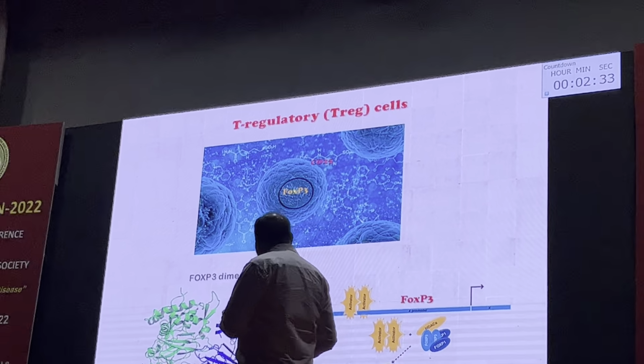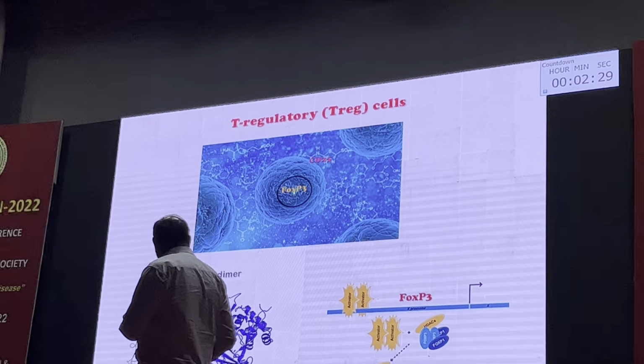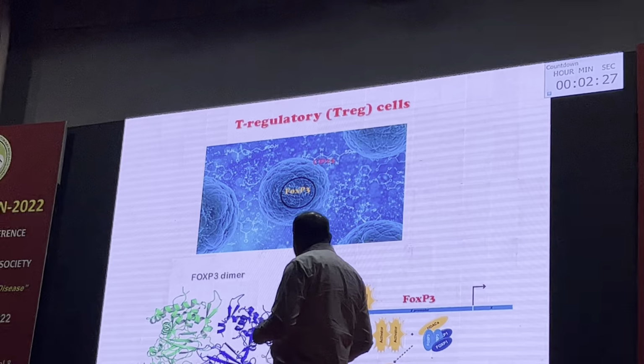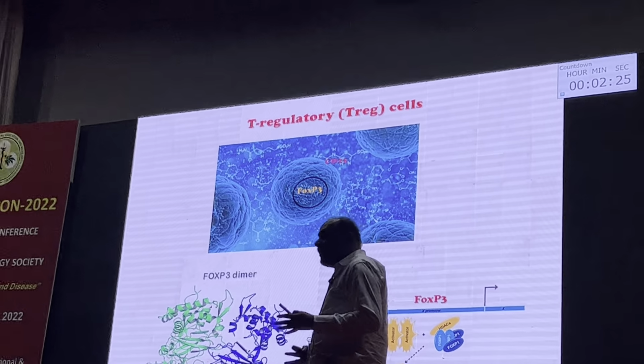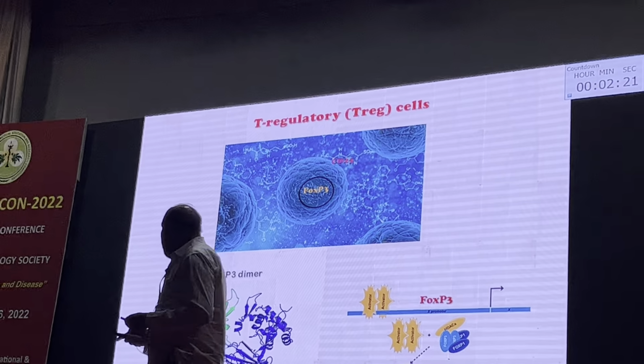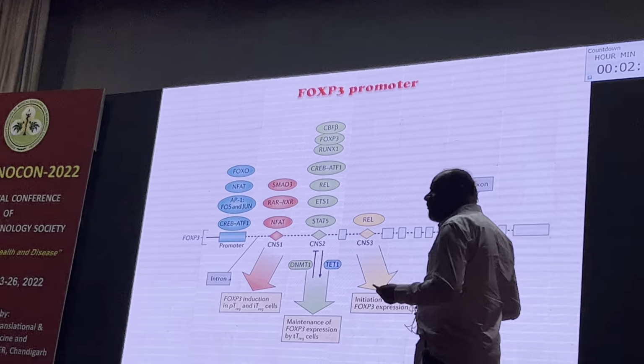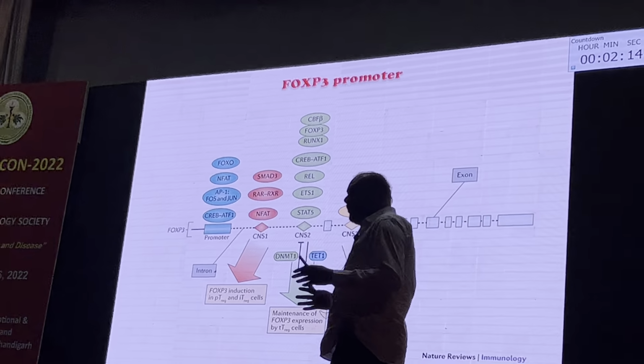They have a specialized lineage-specific transcription factor, which is FOXP3, and this FOXP3 can act as a suppressor, repressor, and activator of transcription. And so we are trying to stop the development of this T regulatory cell.